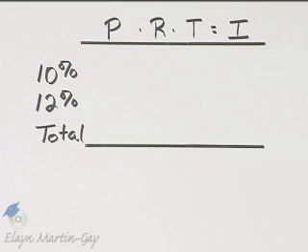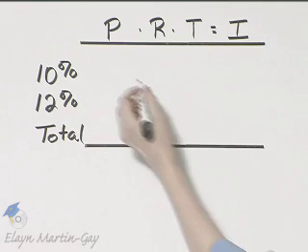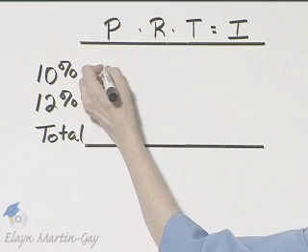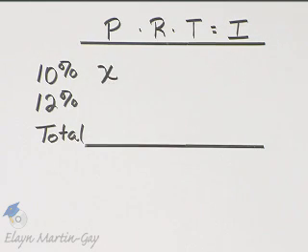Make sure you read and reread this problem. We will be setting up the problem, and I'll leave the check to you. We're looking for the amount at 10% and the amount at 12%. Let's let X be the amount invested at 10%.